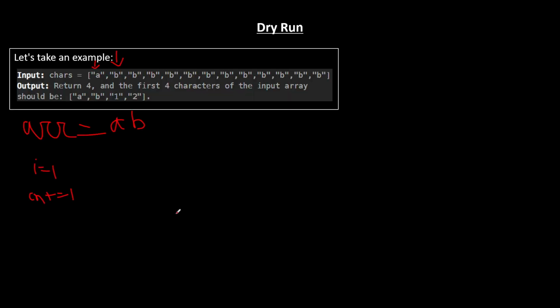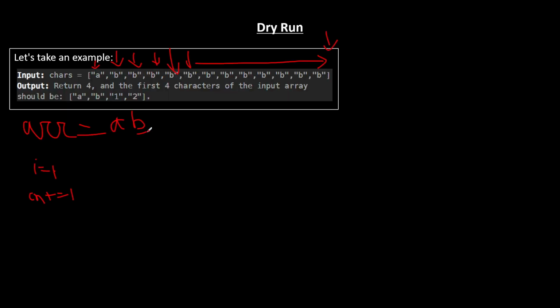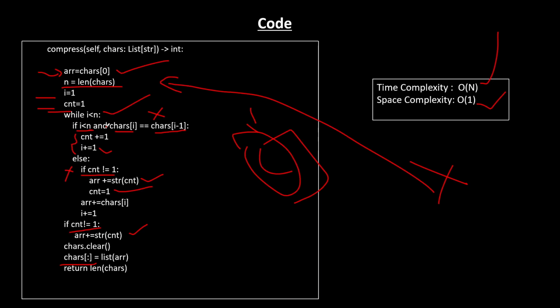Then B. If B again, it is equal to the previous character. Again it is equal to the previous till the end. Right. So we have the total count of B equals to 12 and I is at the last index. If you can check, we have already stored B in our array string and this condition becomes true till the end, right? So this while loop ends and now we will check this condition.